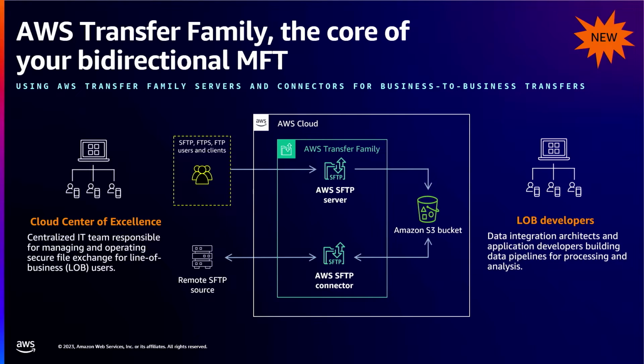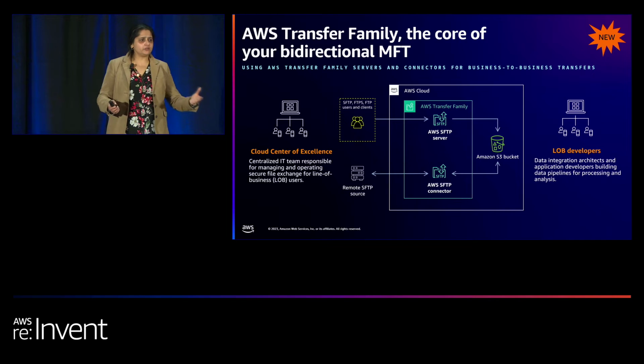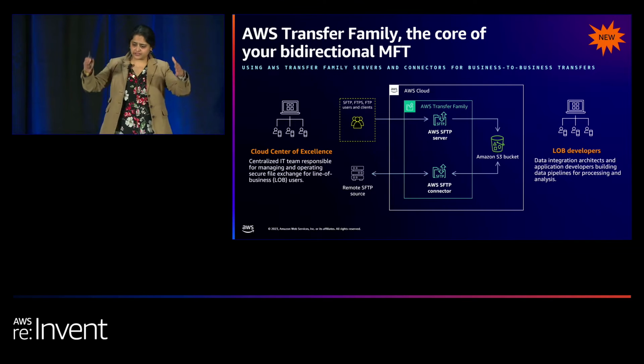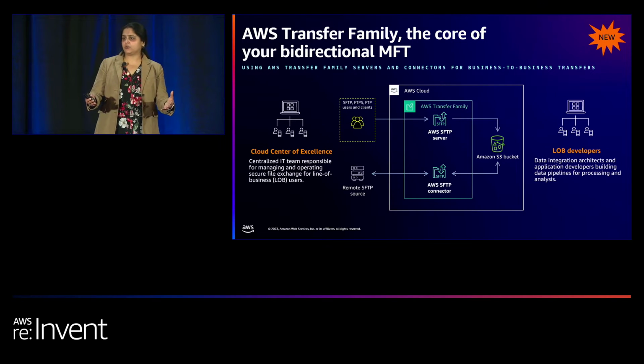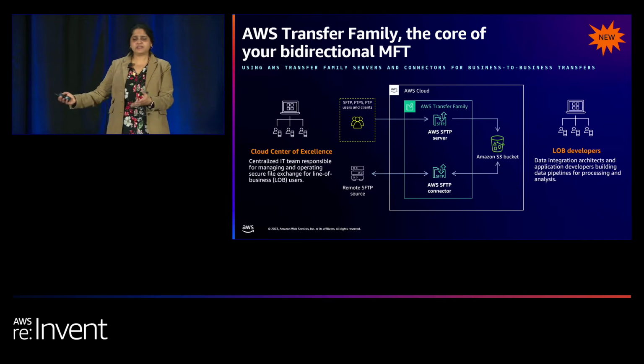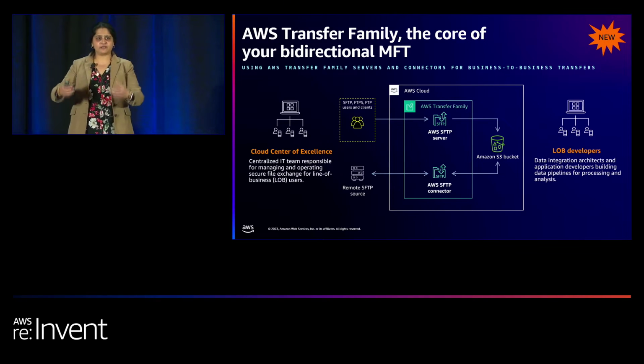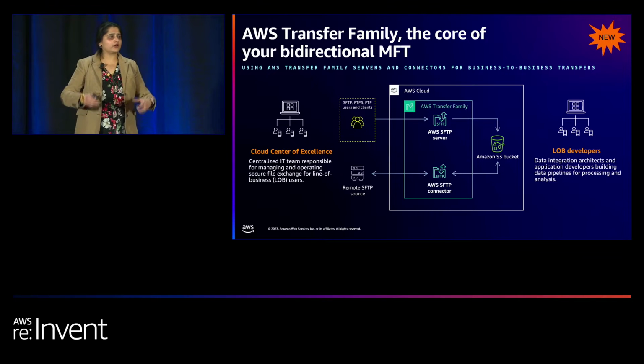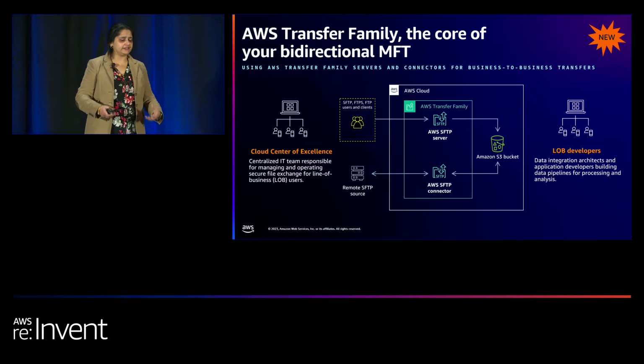And the two big personas that we talk to are, one, those in a cloud center of excellence who need to make sure their organization, those who need secure file sharing, are meeting all the compliance requirements, doing it securely, working within the network bounds that they need to work through, right? And then you have the line of business developers, right, who need this data. They rely on a business partner to get that data for whatever business purpose they're building their application for.